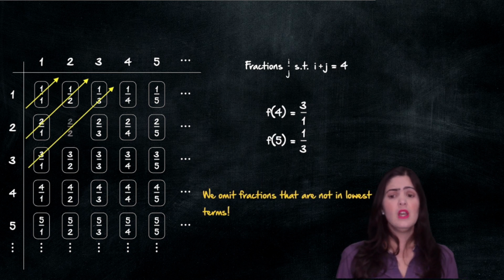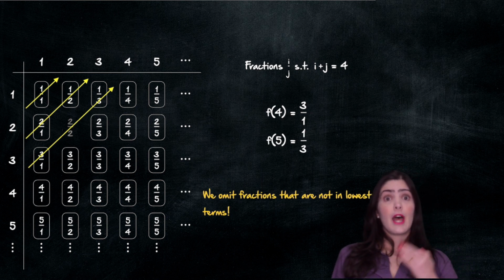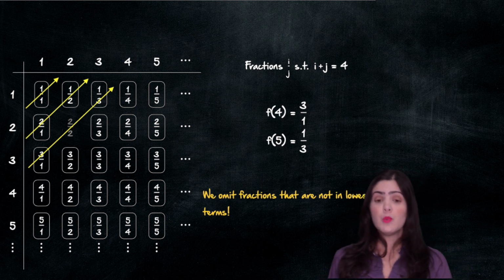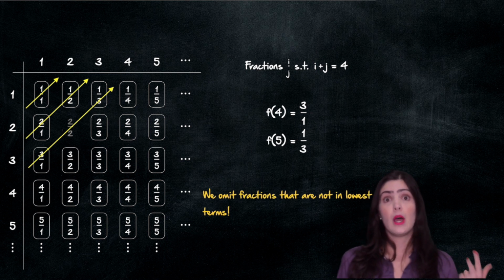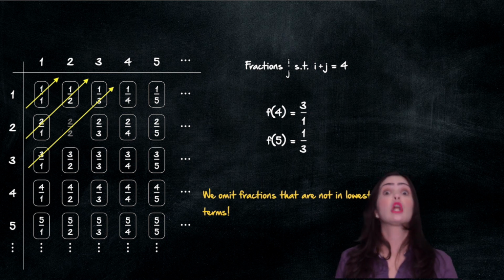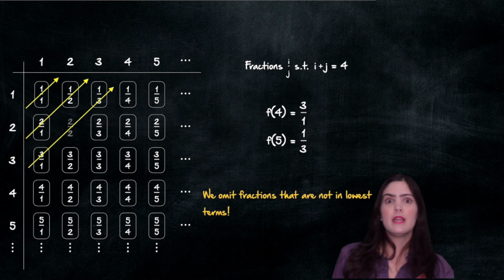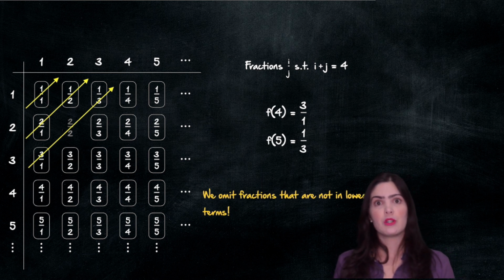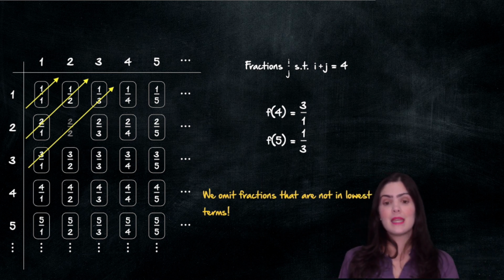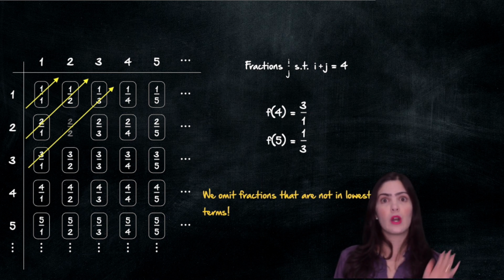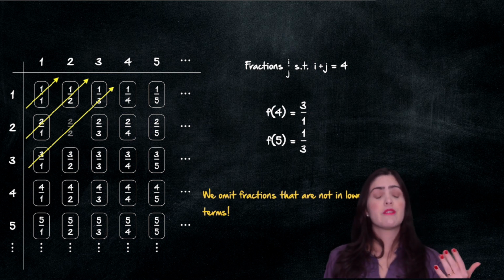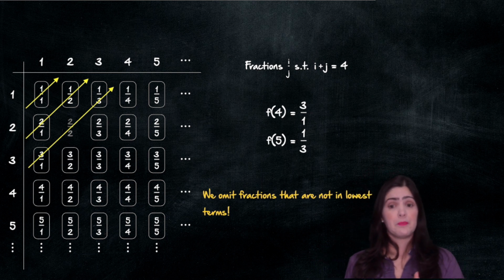Here you see we have now the fractions i over j such that i plus j is equal to 4. For those we have 3 over 1, 2 over 2 and 1 over 3. But notice that 2 over 2 is equal to 1. It has already been included. So if I want my function to be injective, I cannot define that again. Whenever a fraction is not in the lowest possible terms, we're going to just ignore it. In this case, as you can see, I grayed out the 2 over 2, and we're going to skip it. So now f of 4 is 3 over 1, and f of 5 is 1 over 3.